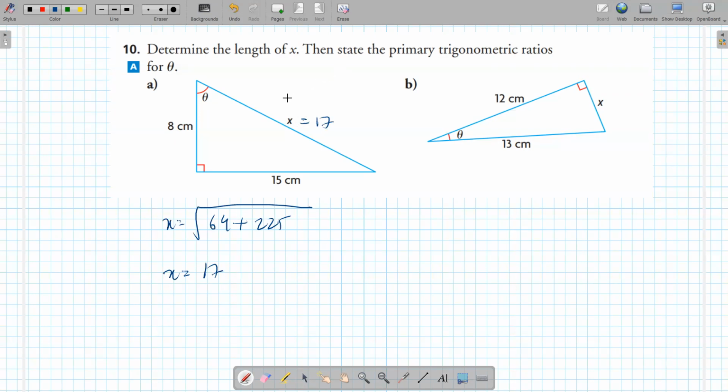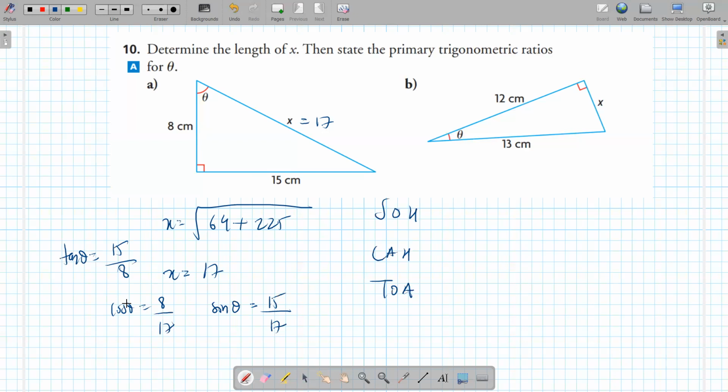And it says state the primary trig ratios. You want to use SOH CAH TOA. So it says state all three. So for A, sine theta, again, you have to look at it from the perspective of where the angle is. Is 15 the opposite or is it the adjacent relative to theta? The opposite. So it'll be 15 over the hypotenuse, like that. Cosine will be 8 over 17, the adjacent over the hypotenuse. And finally, tan is going to be opposite over the adjacent, so 15 over the 8. And that's it. You're done.